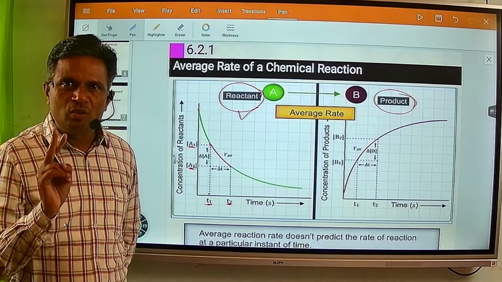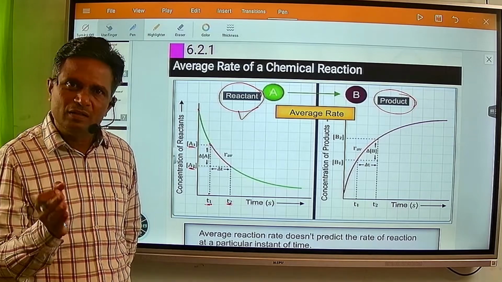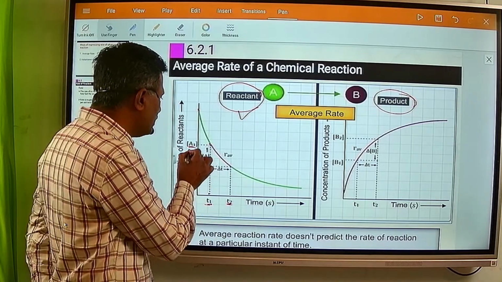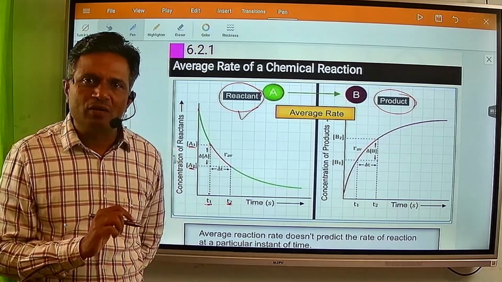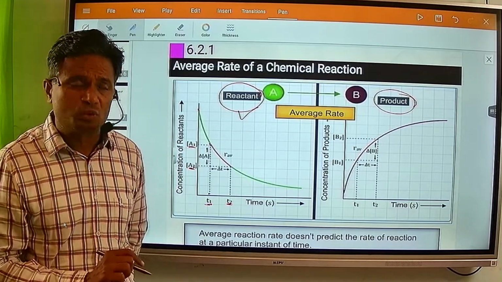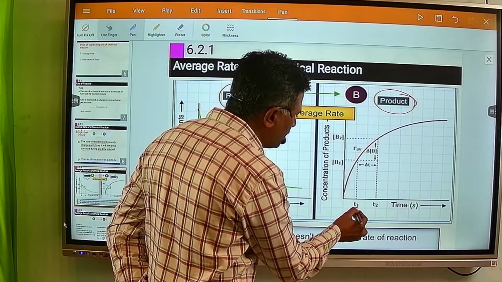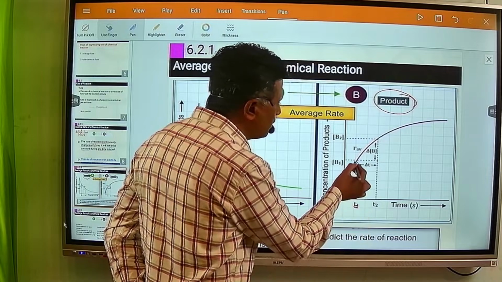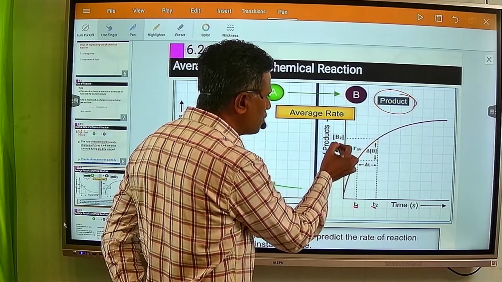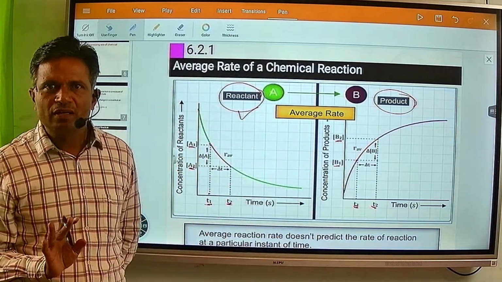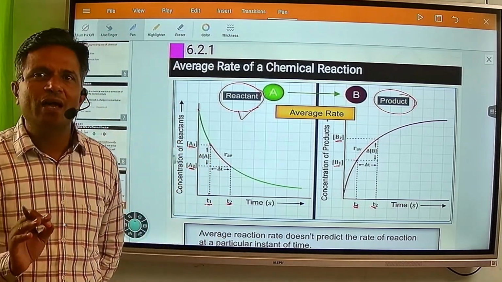Clear what we have done? You have selected two different time intervals, and for the two different time intervals, you have two different concentration terms. Similarly, if you have to find out the average rate with respect to product also, in that case again you have to select two different time intervals. Let us say when time t1 is there, the concentration of product is B1, and when time t2 is there, the concentration of product is B2. Clear? So from these two curves, now you are able to determine the average rate of reaction.